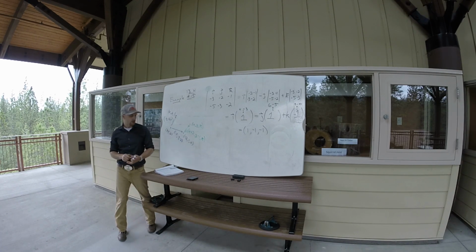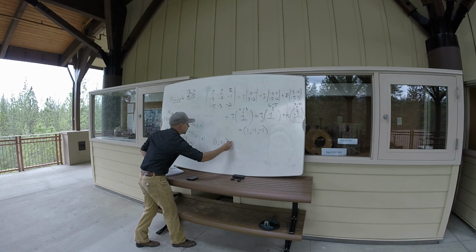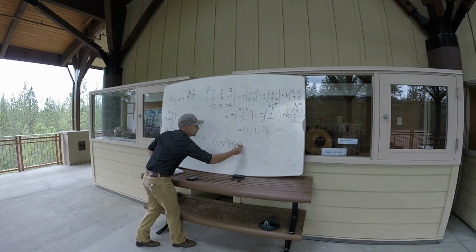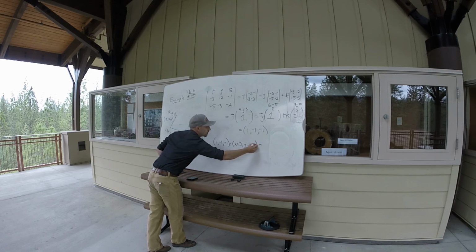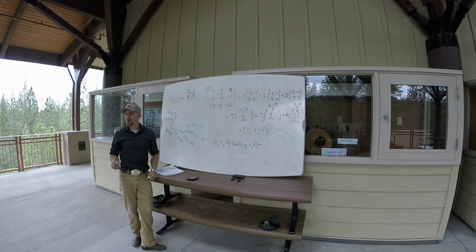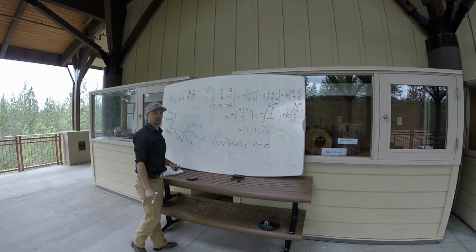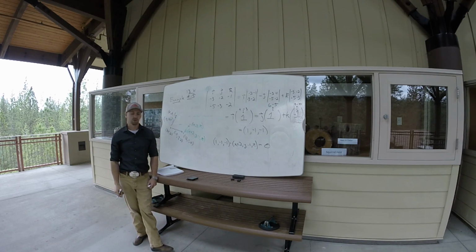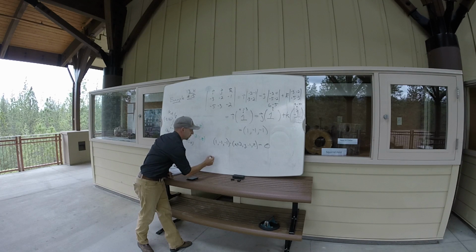Dot them together. So I got (1, -1, -1) dotted with (x + 2, y - 1, z), and this is supposed to equal 0. Is that 0 a vector or a scalar? Scalar. Good on you guys. All right, then what? Distribute. Oh, wait, no, dot. Yeah, do the dot product.